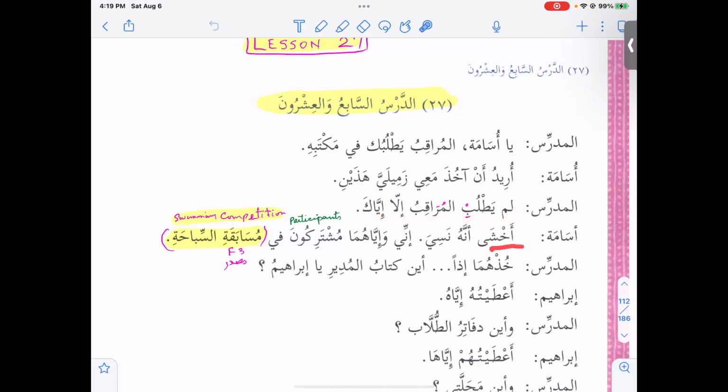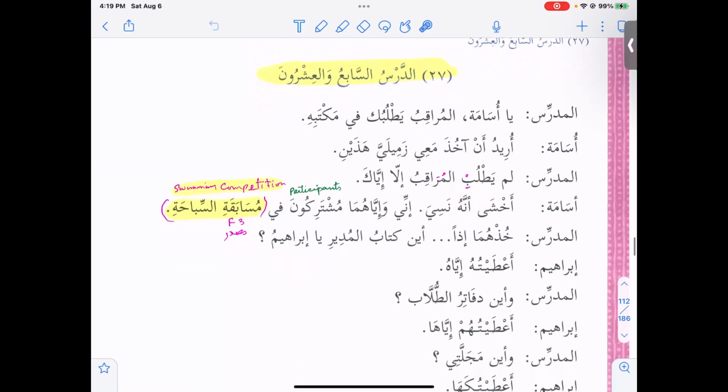Aksha, I'm afraid, anahu nasiya, he forgot. Inni, beautiful sentence. You should read it. Something nice to read. Enjoy reading it. A super dialogue, from a person of immense knowledge, Dr. Abdul Rahim. Aksha anahu nasiya, I'm afraid he forgot. Inni wa iyahuma, verily, myself wa iyahuma. And this is after the vow, iyahuma mushtarikuna.